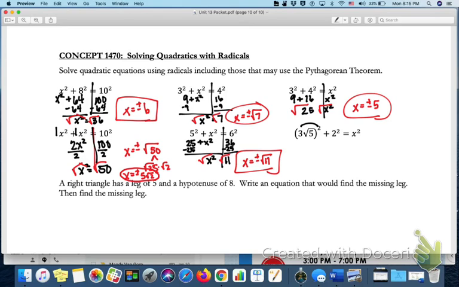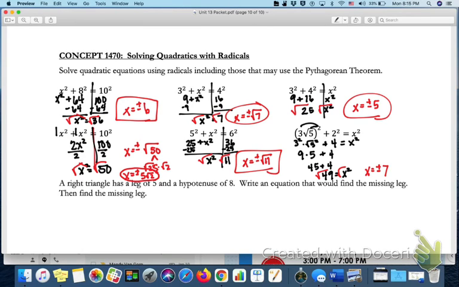The last problem here: 3 square root 5 squared. So distribute that squared, so it will be 3 squared times the square root of 5 squared, plus 2 squared. If I simplify that, 3 squared is 9. 9 times 5 plus 4. 9 times 5 is 45. 45 plus 4 is 49. So 49 equals x squared. You need to take the square root of each side, and x equals positive or negative 7.